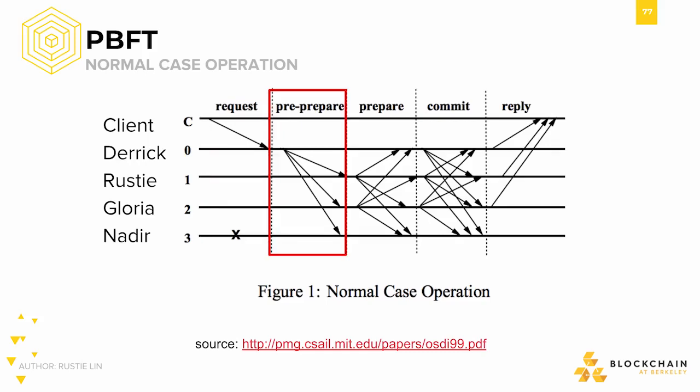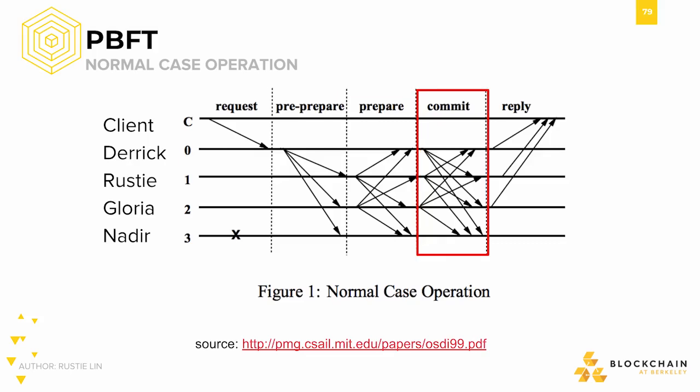Then, Derek sends a pre-prepare message to the rest of us processes. Everyone except Nadir responds with a prepare message. After acknowledging everyone's presence, we all send a commit message. And after hearing a sufficient amount of commits, we respond directly to the client.